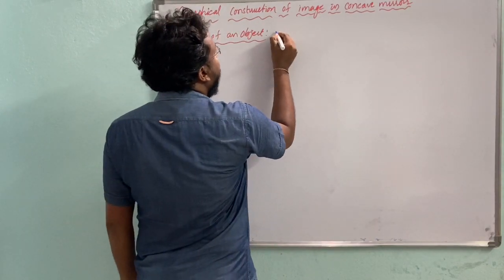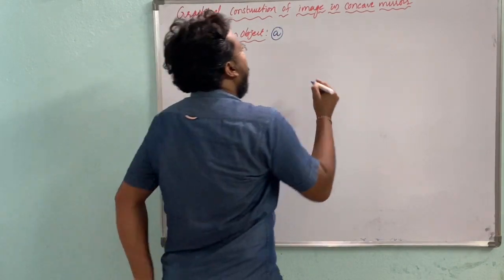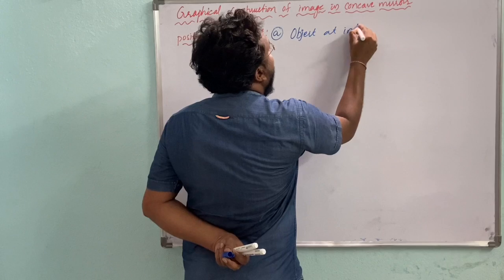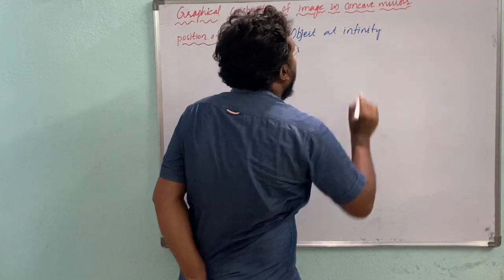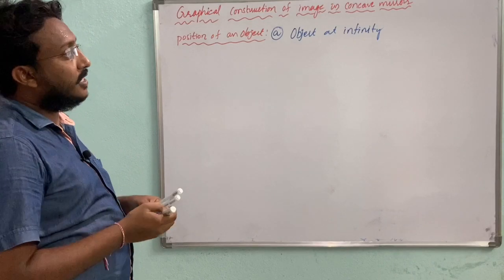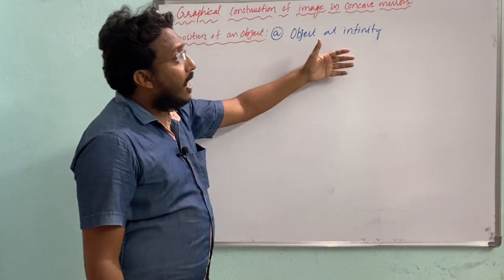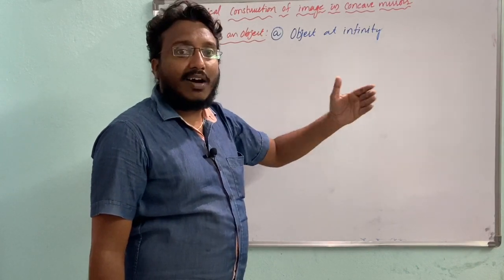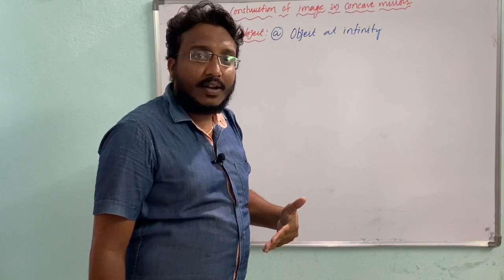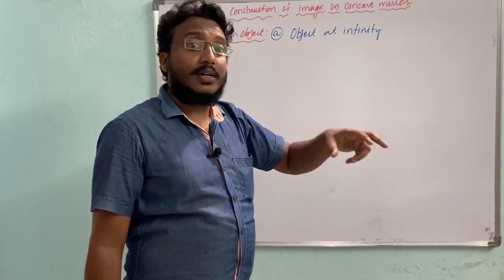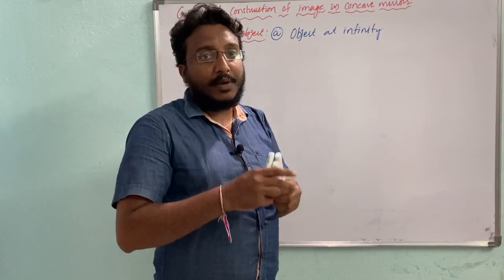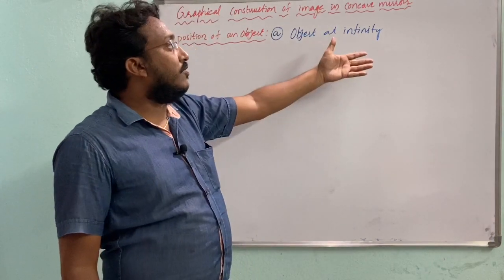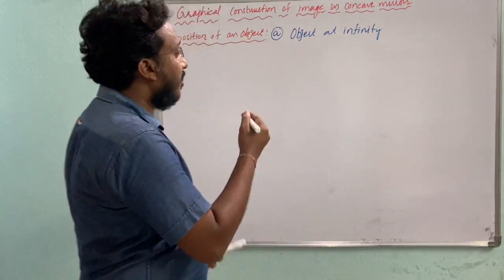In that, first one, object at infinity, right? In this case, if the object is at infinity, a parallel beam of light falls on the concave mirror. That parallel beam of light is also parallel to the principal axis, right? A beam of light parallel to the principal axis has fallen on the concave mirror. What kind of image is formed, where it is formed, now we are going to discuss, right here.